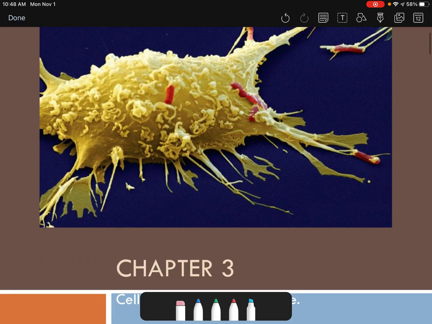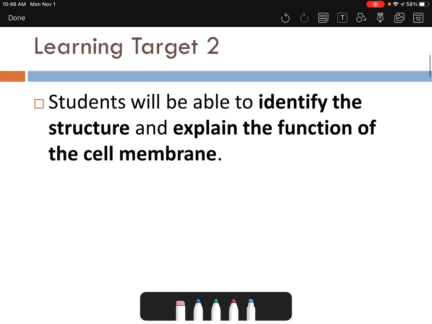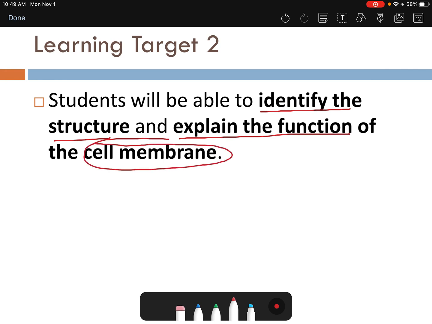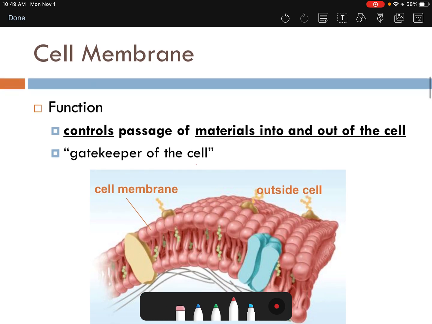All right, the second learning target for the chapter on cells and cell transport, learning target 2, is that students will be able to identify the structure and explain the function of the cell membrane. The cell membrane is a very, very important part of the cell because if you remember, it's the gatekeeper. It controls what goes into and out of the cell, okay? That's its function. And so whatever comes into our cells or leaves our cells, it's because of our cell membrane allowing that. So that's why we give it the nickname, the gatekeeper of the cell.